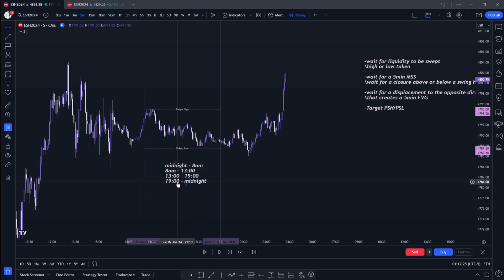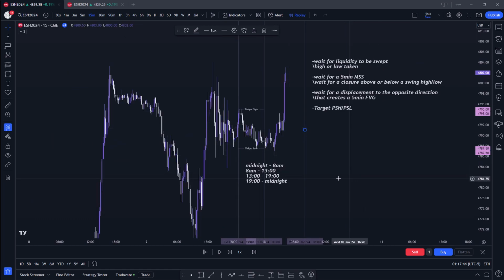So we have the Asia session, which is 7 p.m. to midnight. The next session is midnight to 8 a.m. So technically this is the time I wake up, from midnight, and I wait until 8. I don't stare at my chart the whole time. I just kind of wait for it, and I like plotting out my lines on the 15 minutes because it's easier.